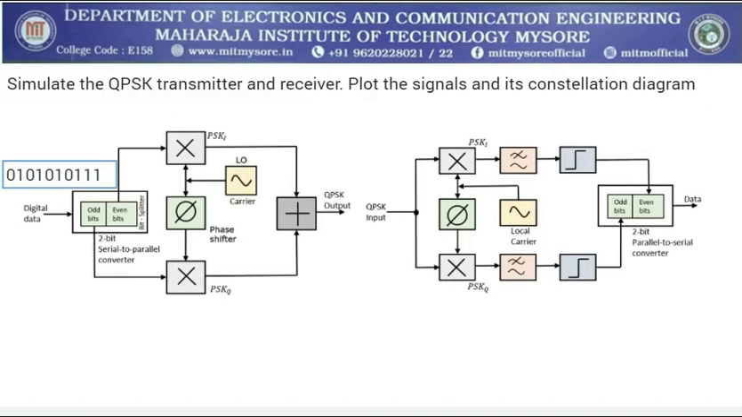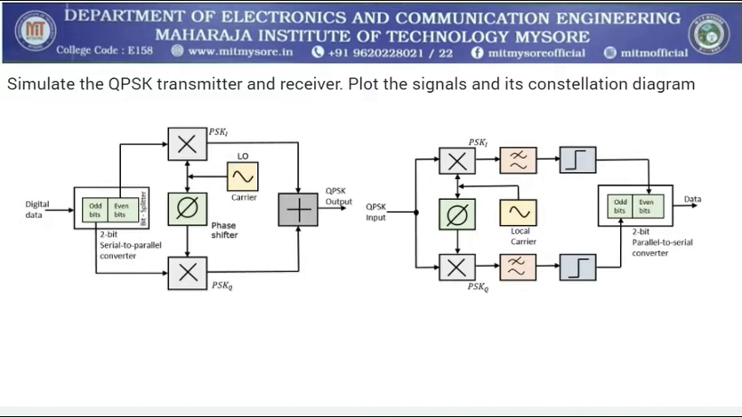For demodulation, we are going to input the QPSK signal, which will be sent to different blocks of PSKs. What are these different blocks? They will have I phase and Q phase, in phase and quadrature phase. Simulate the QPSK transmitter and receiver, and plot the signals and its constellation diagrams.